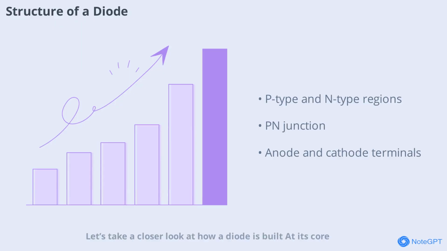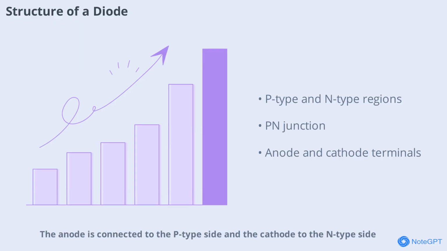Let's take a closer look at how a diode is built. At its core, a diode consists of two regions, the p-type and the n-type semiconductor materials. The p-type region has an abundance of holes, while the n-type region is rich in electrons. These two regions are joined together to form a p-n junction. The anode is connected to the p-type side and the cathode to the n-type side. This structure is what gives the diode its unique ability to control the flow of current. The simplicity of its construction belies its importance in electronic circuits.